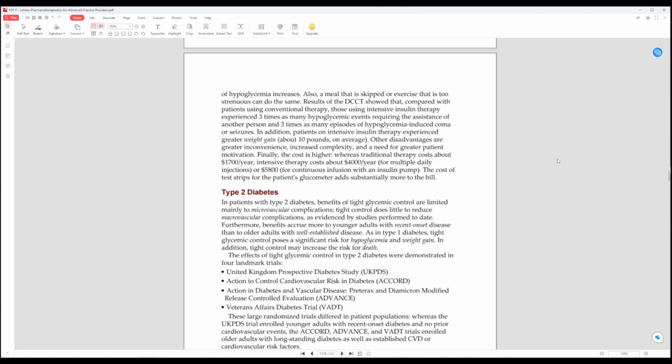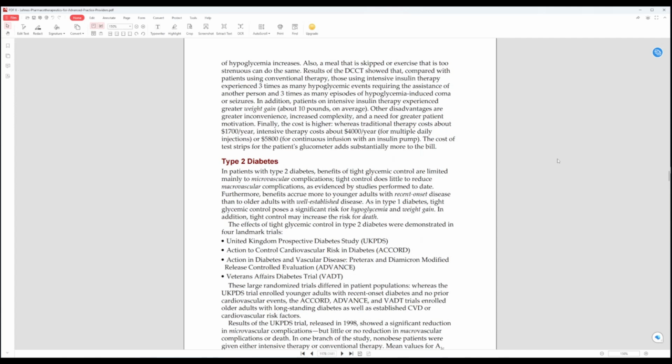Results of the DCCT showed that compared with patients using conventional therapy, those using the intensive insulin therapy experienced 3 times as many hypoglycemic events requiring the assistance of another person, and 3 times as many episodes of hypoglycemia-induced coma or seizures. In addition, patients on intensive insulin therapy experienced greater weight gain, about 10 pounds on average. Other disadvantages are the greater inconvenience, increased complexity, and the need for greater patient motivation. Finally, the cost was much higher.